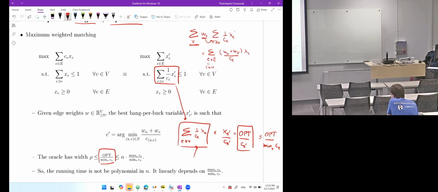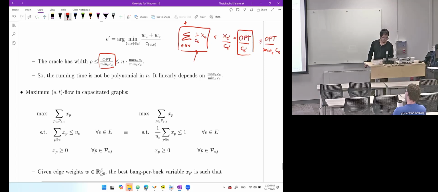So when the cost is uniform, it's unweighted, like unit cost, this is just n. But you can see that when the cost can be very different between edges, this is not that great. So this technique will give you a simple way to implement the Oracle, but the width is going to be quite bad when you have weights or capacity. So this is not really polynomial because it depends on this thing.